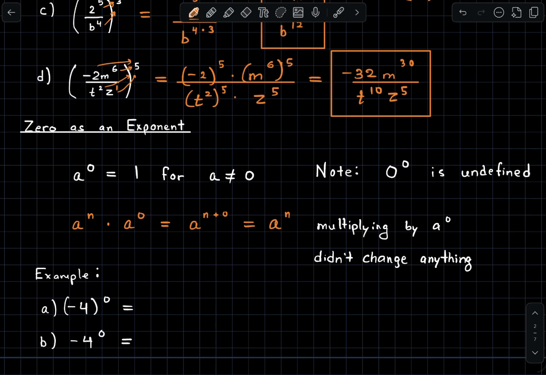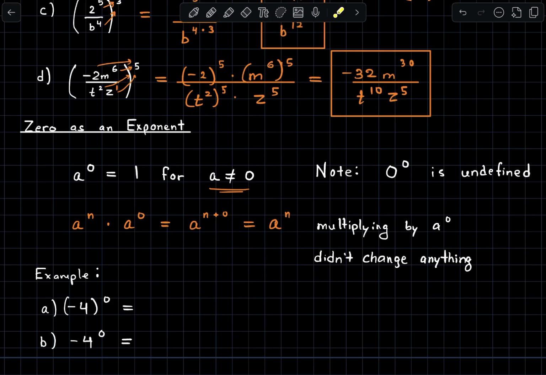Next, let's just consider what happens when we have 0 as an exponent. So in general, where a is not 0, a non-zero value, a raised to the 0 power is going to be equal to 1. That's how it's been defined.